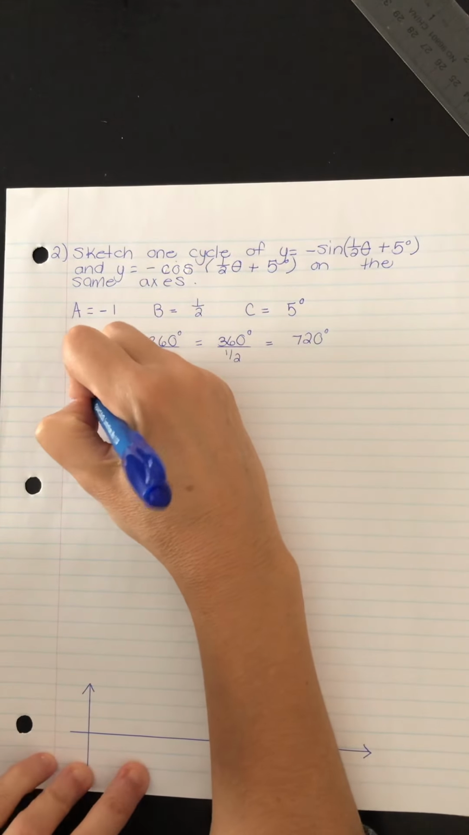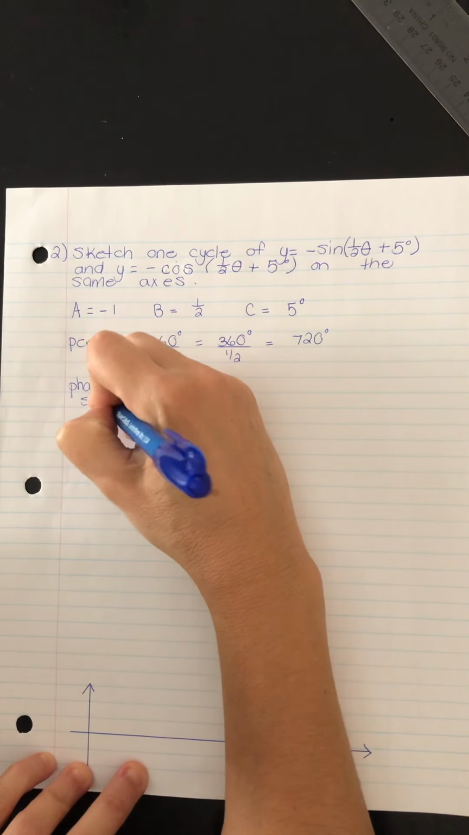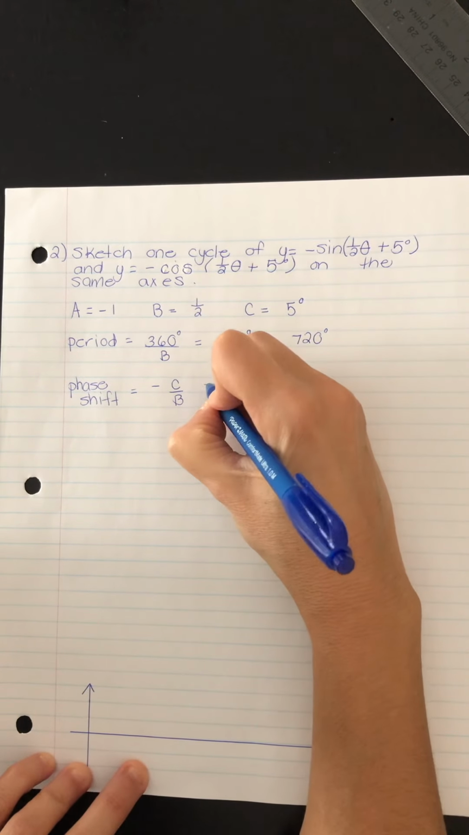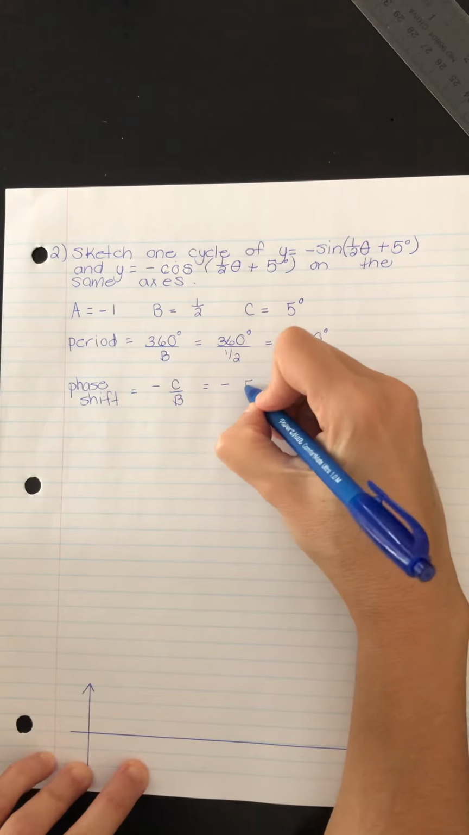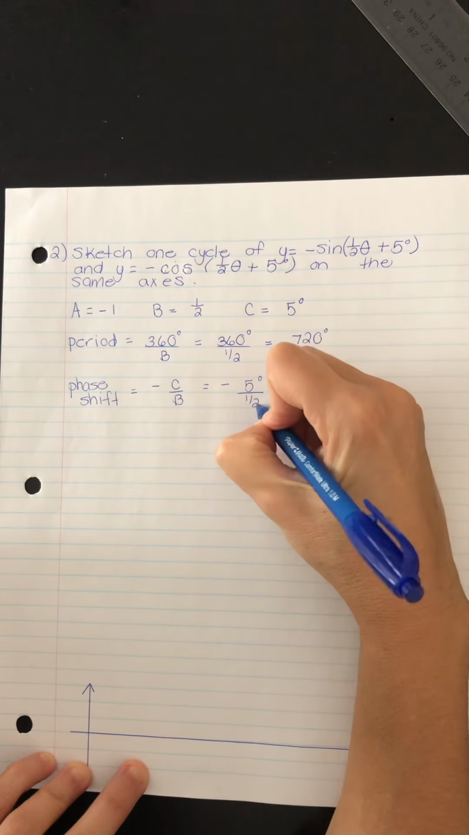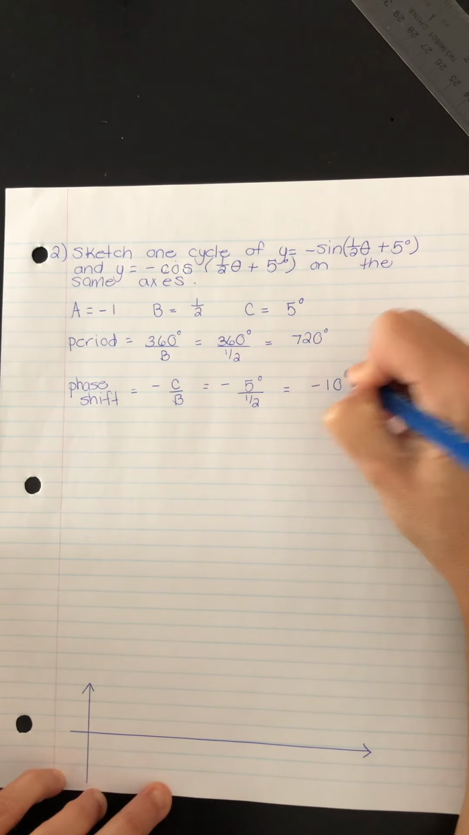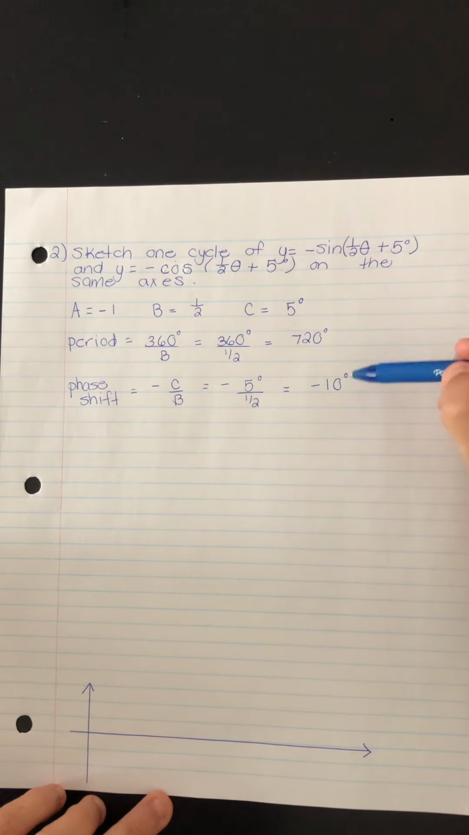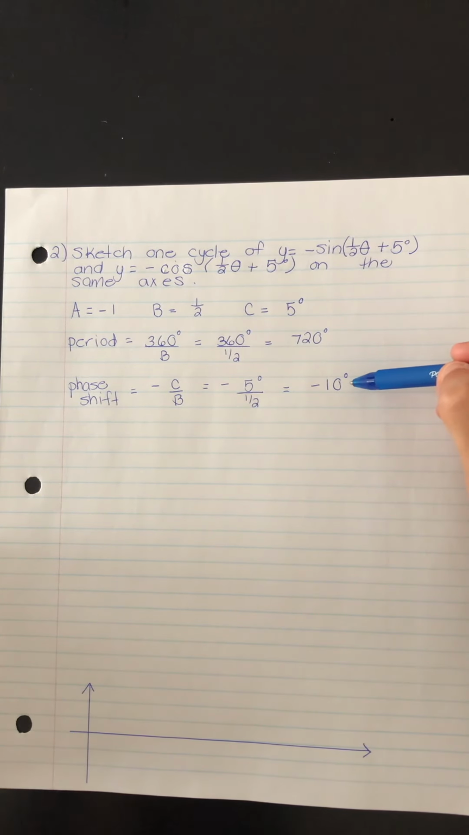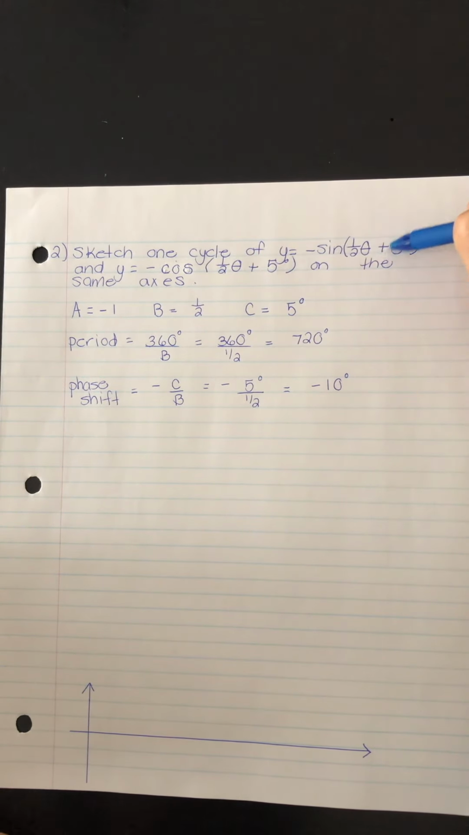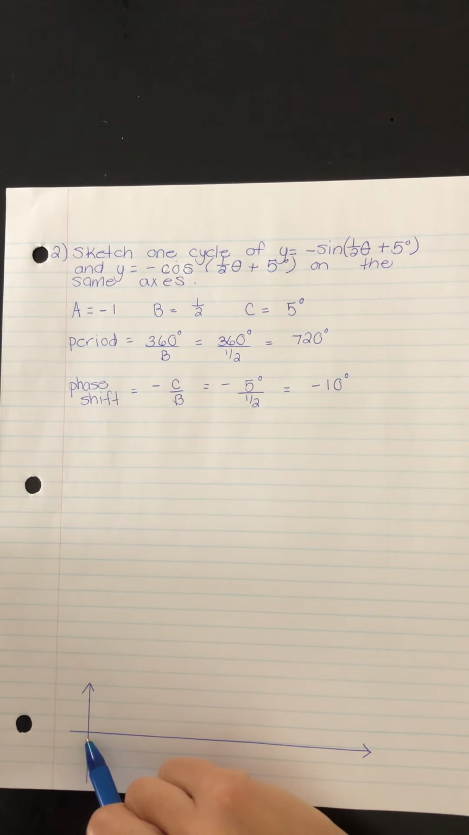Phase shift. The formula is the negative of c over b. So in this case, it's negative of 5 degrees divided by 1/2, and negative 5 divided by half is negative 10 degrees. When the number here is negative, this means a shift in the graph to the left. So when the sign inside is positive, the graph is shifted to the left of the origin.